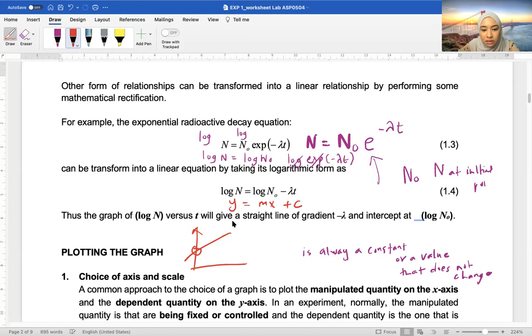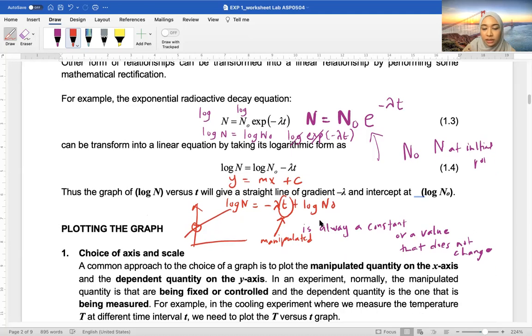If I rearrange this, log n equals minus lambda t plus log n naught. So log n naught is your c, your log n is your y. And what about your gradient? What is your gradient here? Is it t or is it negative lambda? Negative lambda, because t is your manipulated variable. Usually it is like that; time is your manipulated variable. If you find this confusing, it's okay, we have many more exercises and you will do it for your lab.